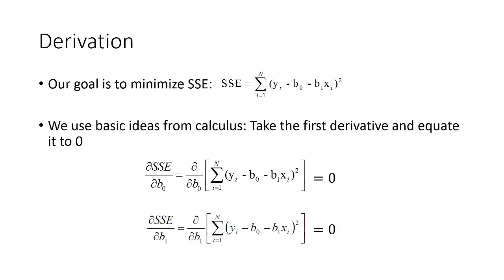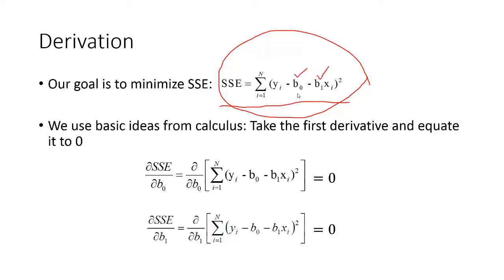Okay. So how do we do that? Like I said, our goal is to minimize this term. And the way we're going to do that is to take a very basic idea from calculus, right? Which is that you take the first derivative of this term and equate that first derivative to zero. Why do we do that? It's a very basic idea from calculus, which is that you can take on different values of beta naught and beta 1, and right now these are the two variables of interest. Yi and xi are actual data.